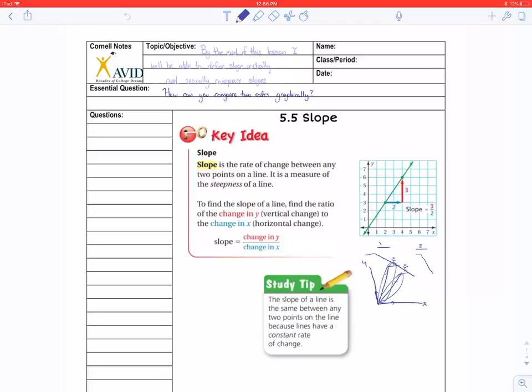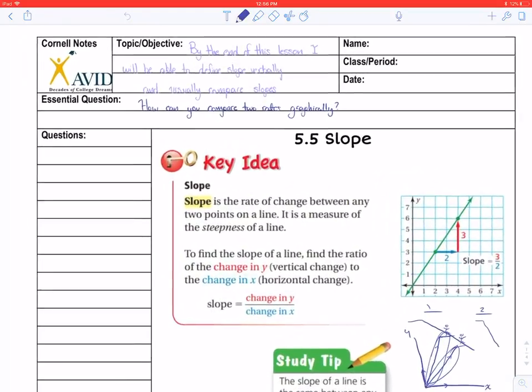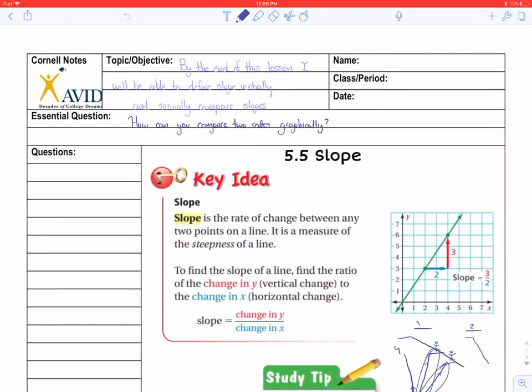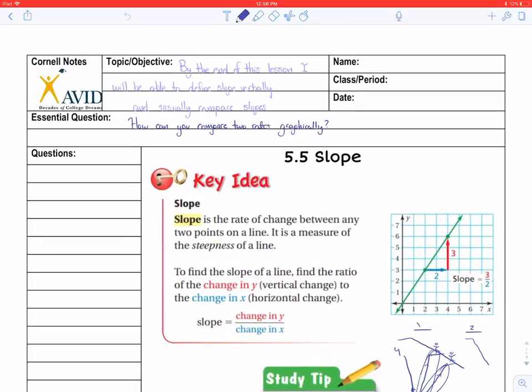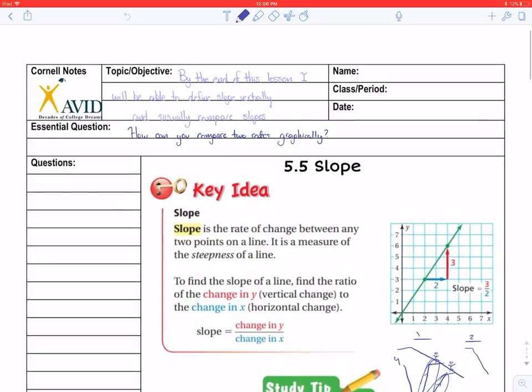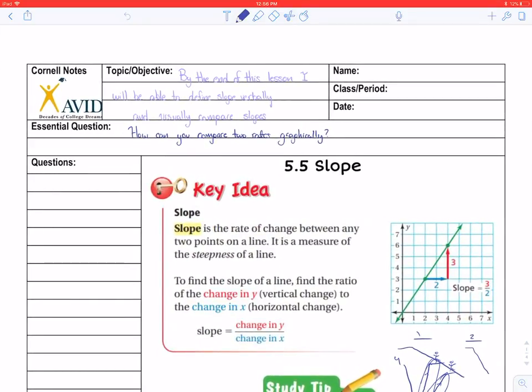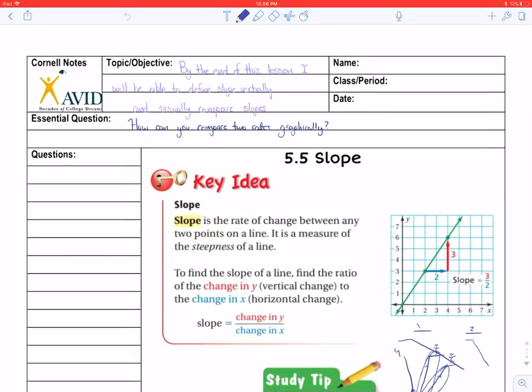All right, guys, so for the last part of the Chapter 5 notes, we're going to be going over 5.5, which is slope. Now, the objective for these notes is that by the end of this lesson, you will be able to define slope verbally. That means tell me what slope is, and compare slopes visually by looking at them in a graph. The essential question: how can you compare two graphs graphically? So that ties into the objective for today. How can you compare two graphs graphically?